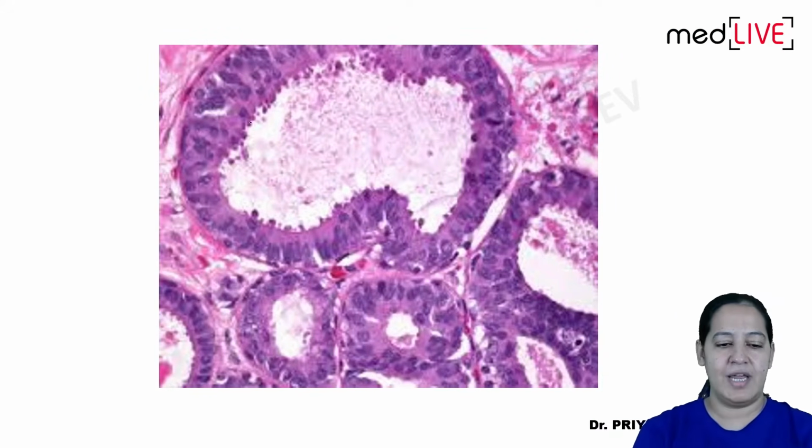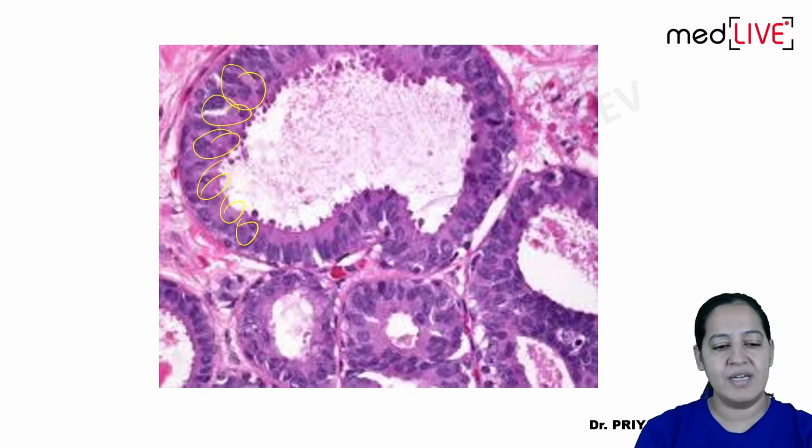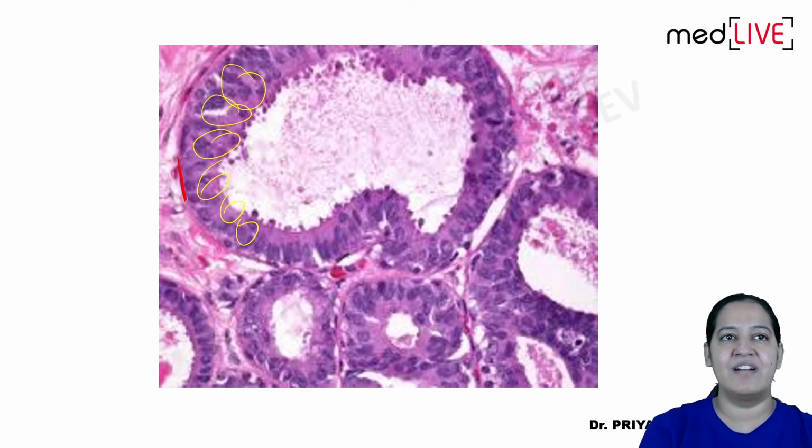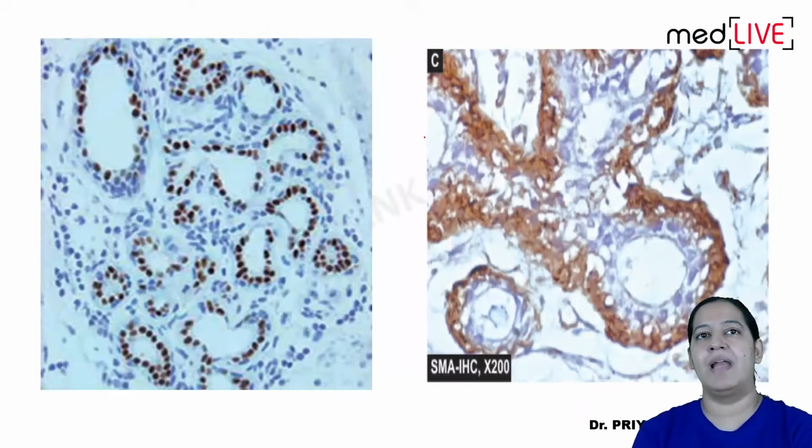So can you see the inner lining? Let me show you the inner lining. This is the inner lining, that is epithelial. I am marking it with yellow, and that is the outer lining. I am marking it with red. The flattened cells here. So inner and outer. Here also these are the inner and these are the outer. So bilayered, inner and outer.